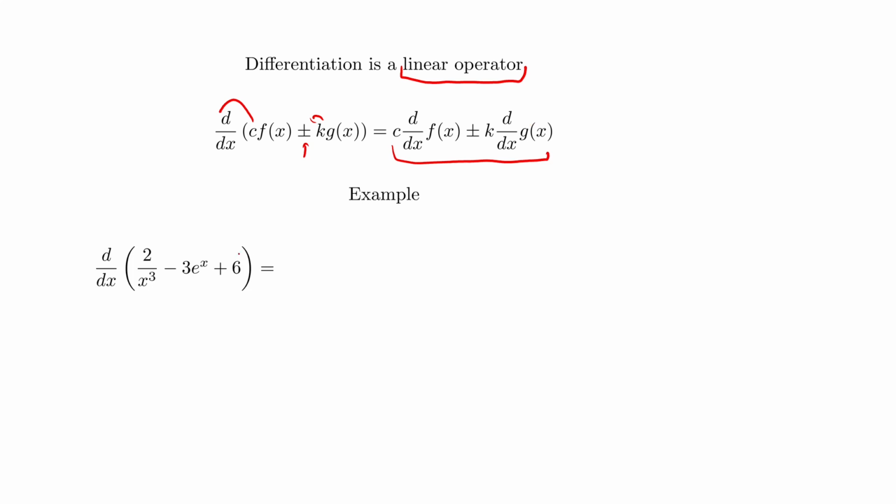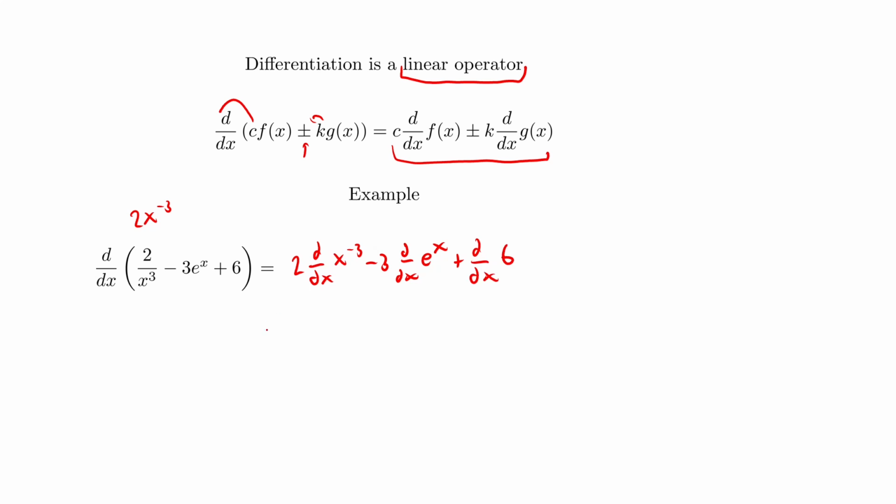So as an example, if I want to find the derivative of something like this, we can simply take the derivative in a term by term fashion. Because we have an x cubed in the denominator here, in order to apply the power rule, we have to move it upstairs. So this actually will become 2x to the negative 3. But we're going to pull everything out. So this is going to be 2 times the derivative of x to the negative 3, minus 3 times the derivative of e to the x, and then plus the derivative of 6.